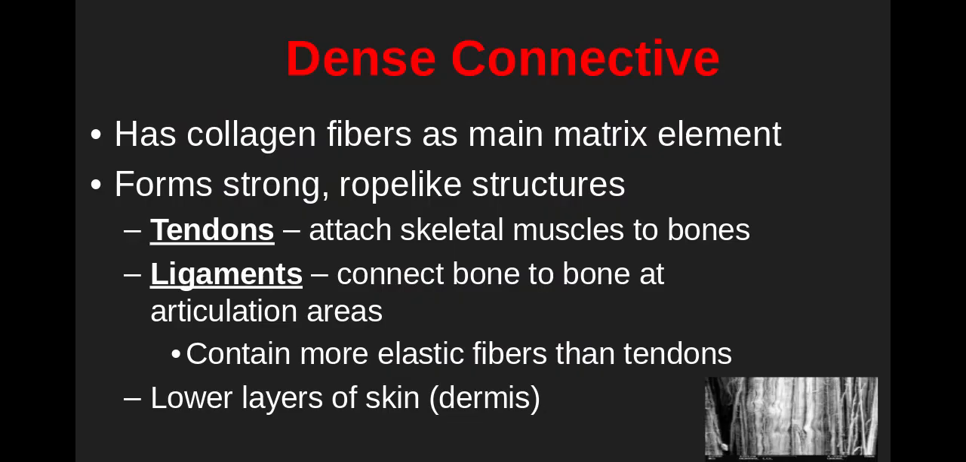Now we're going to talk about dense connective tissue. Collagen fibers are the main component of its extracellular matrix, and they form strong rope-like structures. When we talked about connective tissue having a lot of different functions, dense connective tissue is the example of being able to withstand too much stretching and provide support. Dense connective tissue is what forms our tendons and ligaments.